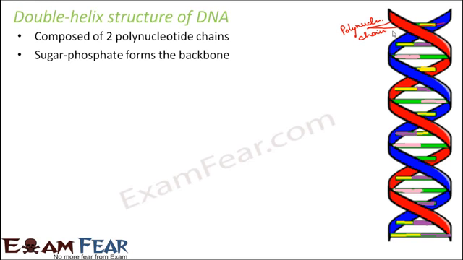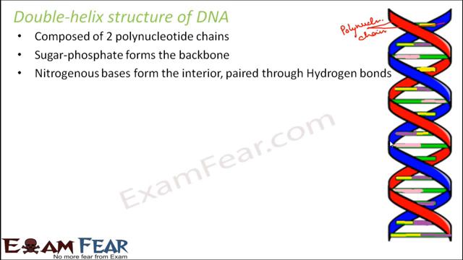Sugar phosphate forms the backbone, as I mentioned. They are basically made up of the sugar, that is the pentose sugar, and the phosphate group. And the sugar and the phosphate of the multiple nucleotides are joined together by the phosphodiester bond.